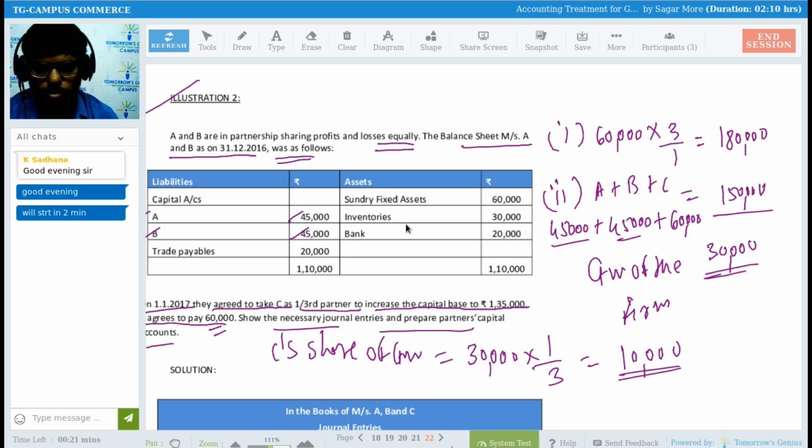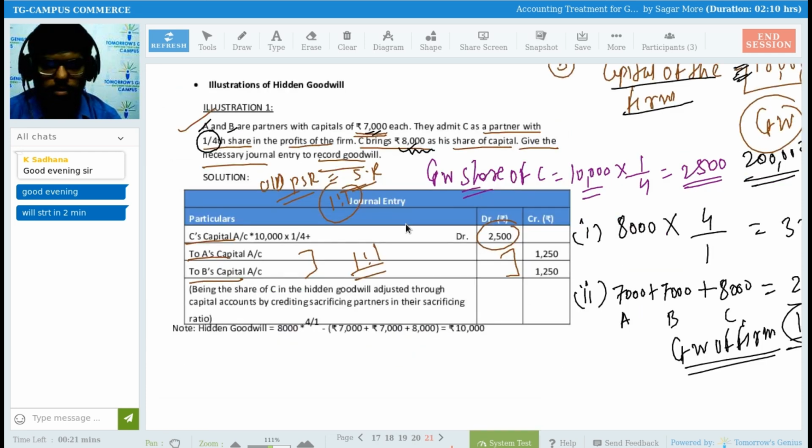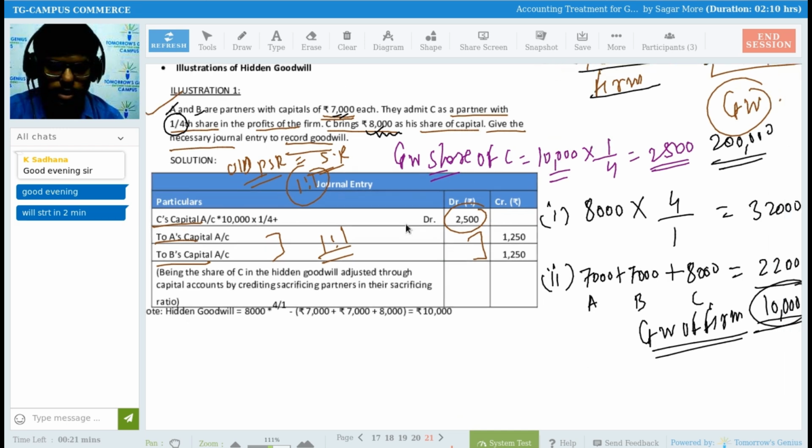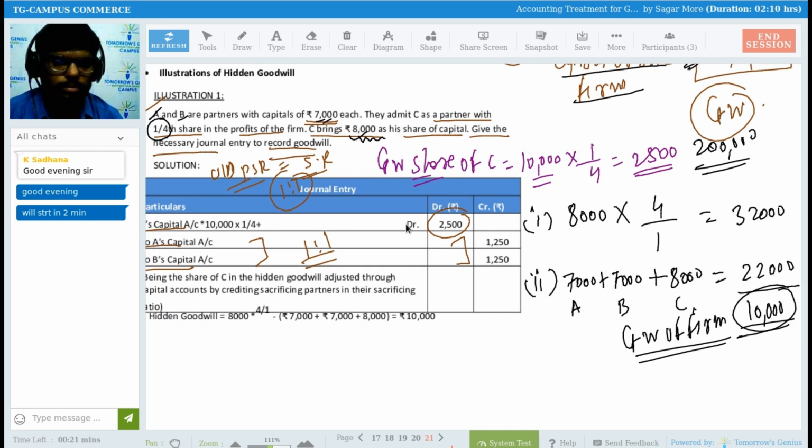Sir, why are we adding 60,000, sir? The new partner's share of goodwill now. In the previous question, what I did, look into this question. See how I solved this. Check this.